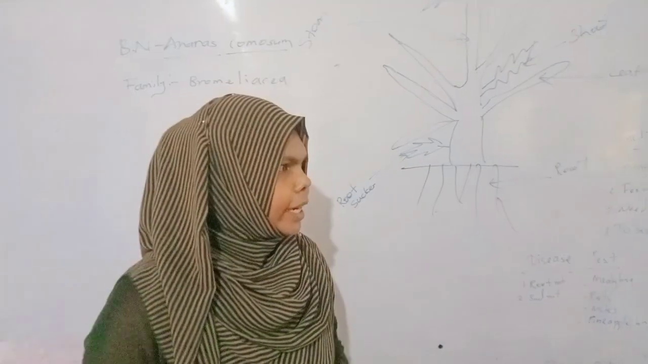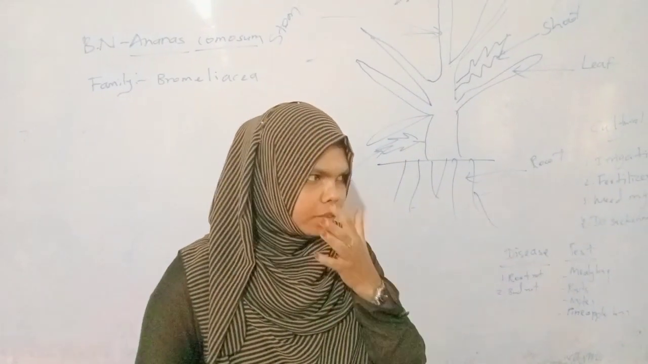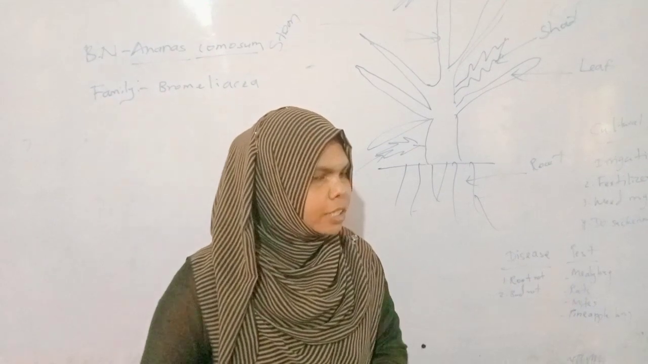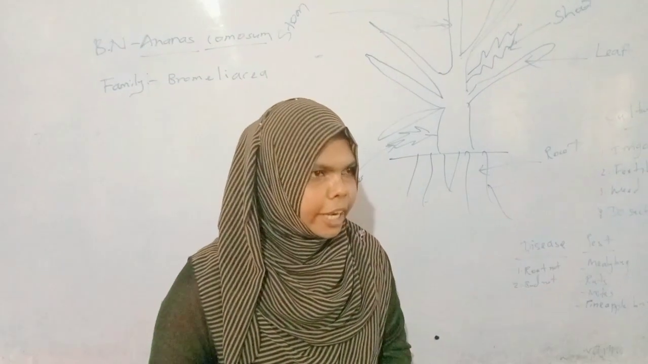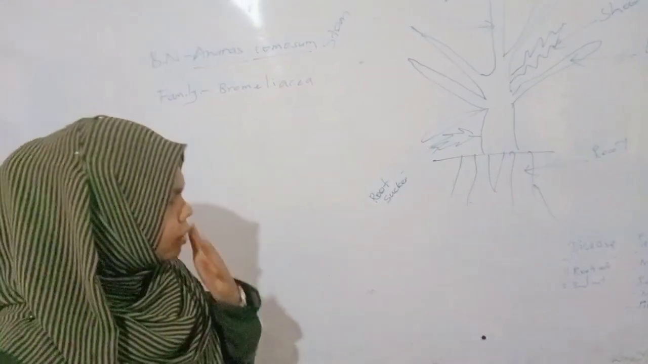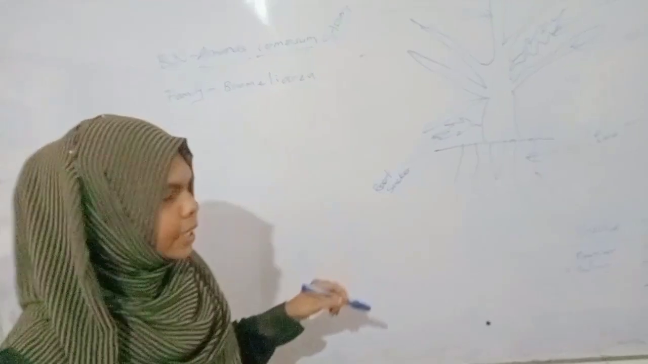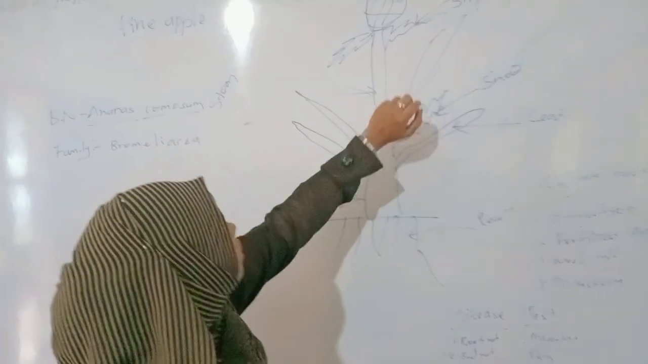Pineapple, botanical name Ananas comosus, family Bromeliaceae. In pineapple, the soil and climate conditions are: the climate temperature is 24 to 30 degrees Celsius. Rainfall is annual, and pineapple is propagated mainly by suckers. The suckers are divided into four: root suckers, shoot suckers, slips, and crowns.